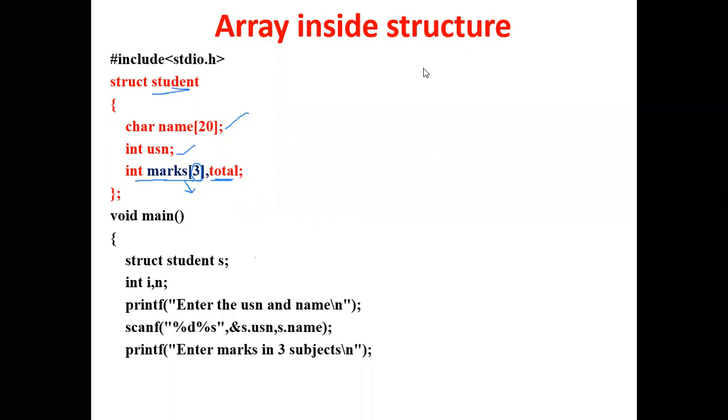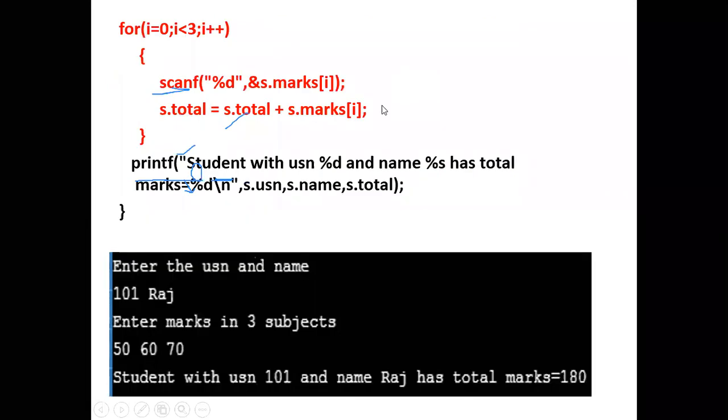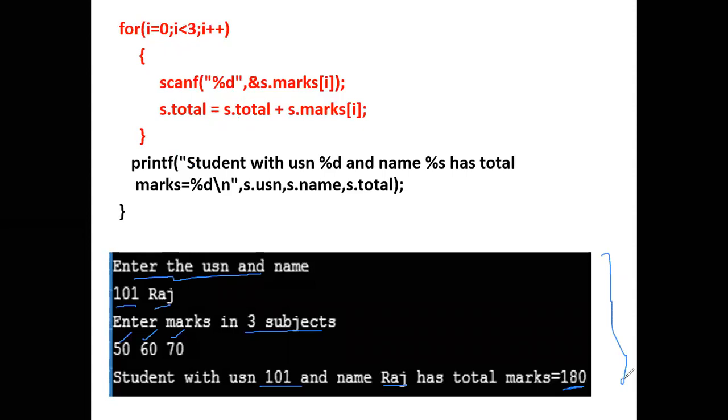So I'll just show you the output. First enter the name and USN. So you're asking the user to enter the name and USN, and you're asking the user to enter the marks of 3 subjects. We are using an array for storing these 3 marks, 50, 60, and 70. And then we are printing that the student with the USN 101 and with the name Raj has the total marks 180. So this is how you're supposed to display the output.